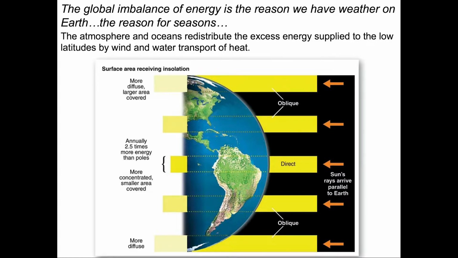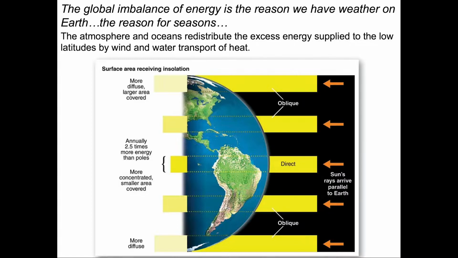Okay, now we're going to step back a bit and look at the global imbalance of energy. This imbalance that we touched upon recently is the reason that we have weather on Earth. It's also the reason we have different seasons on Earth. The atmosphere and the oceans are going to take excess energy supplied at and near the equator, and redistribute it to higher latitudes via wind and water transport of heat.